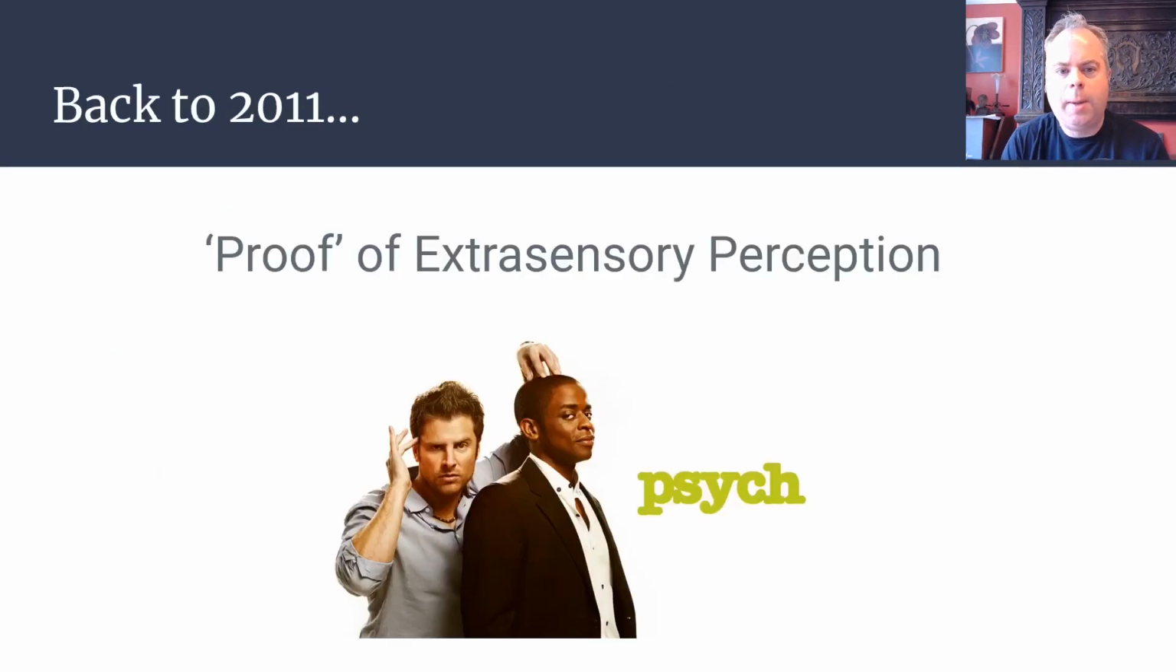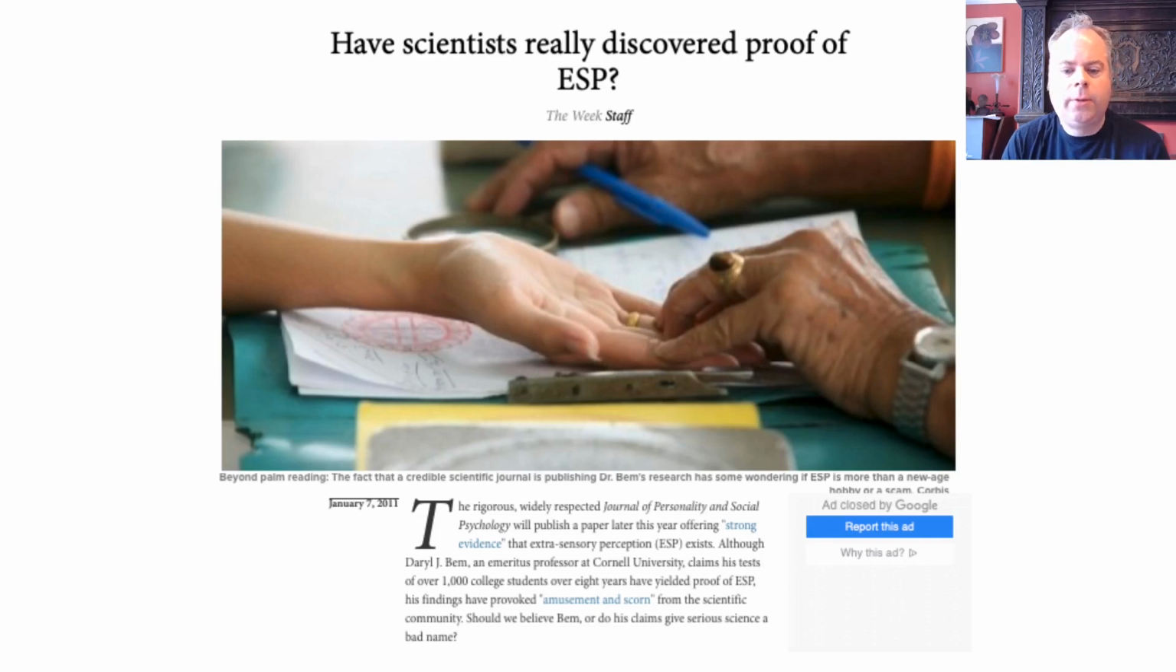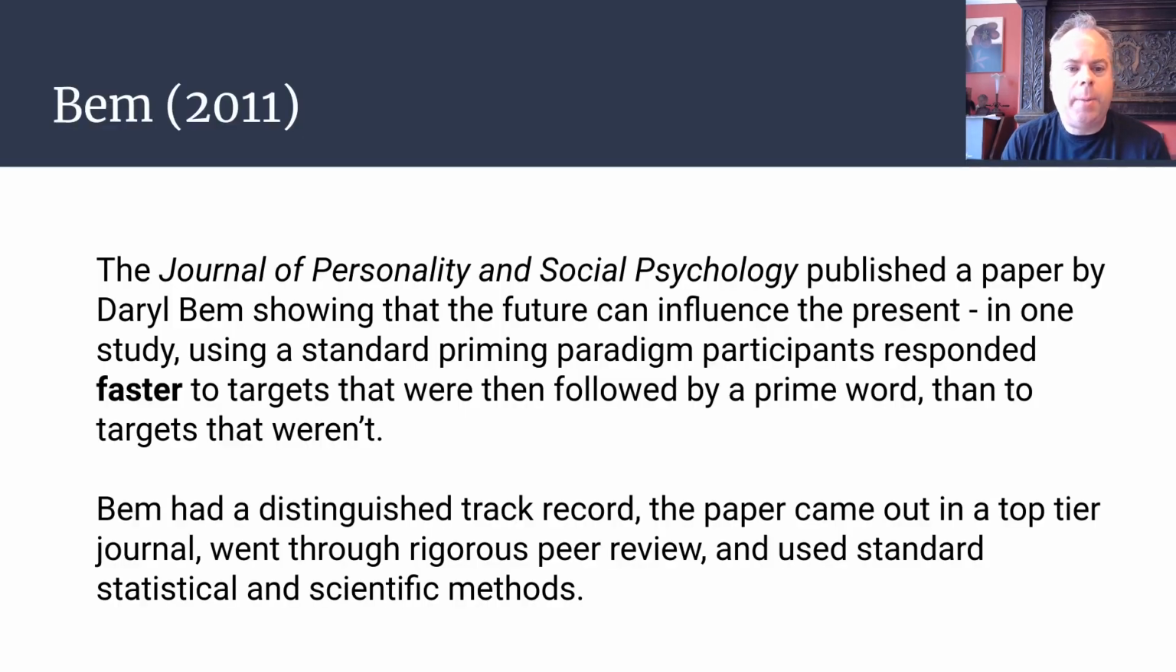And we're going to go all the way back to 2011, where a paper was published which seemed to prove the existence of extrasensory perception. So this paper by Daryl Bem generated a lot of media coverage, a lot of social media commentary as well. The paper was published in the Journal of Personality and Social Psychology, and it seemed to provide strong evidence that the future can influence the present.